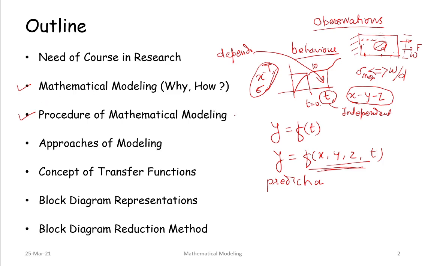So these are steps 1, 2, 3, the steps through which we need to work. Those are the steps we are going to work out. Then different approaches of modeling, then what the transfer functions are, and these things we'll discuss.